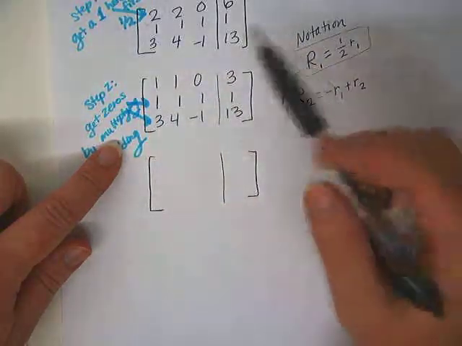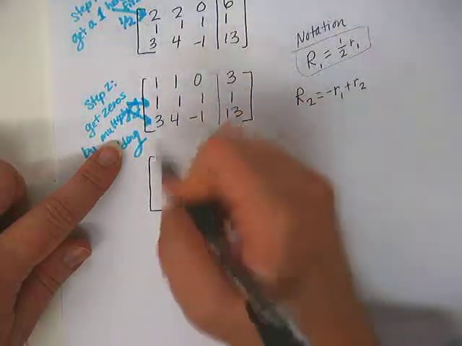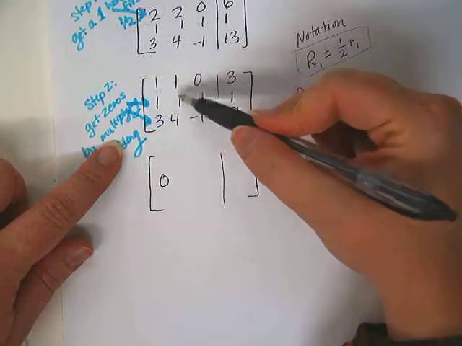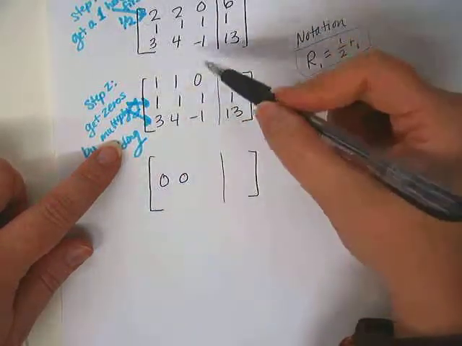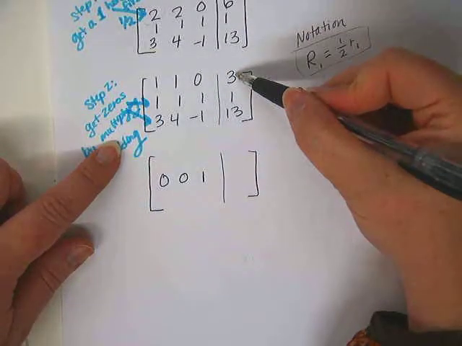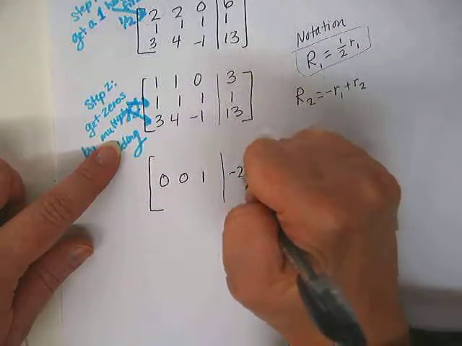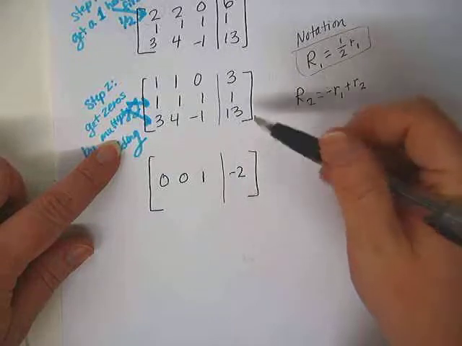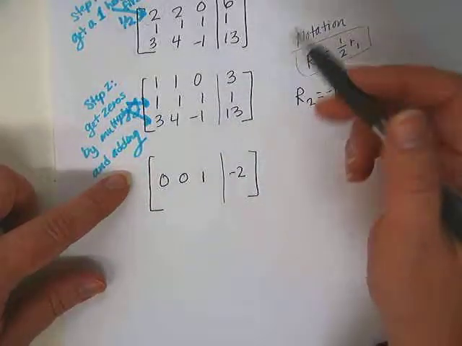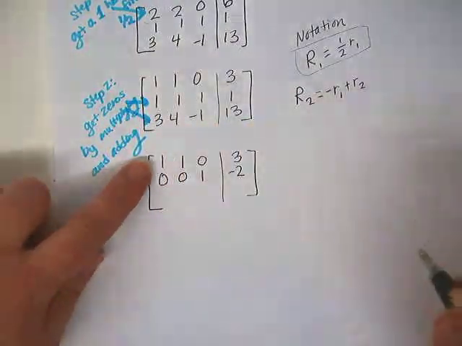Okay, so I'm going to go negative 1 times 1, what is that? See how I'm going to do this in my head, so watch carefully. Negative 1 times 1 is negative 1 plus 1 is 0. Negative 1 times 1 is negative 1 plus 1 is 0. Negative 1 times 0 is 0 plus 1 is 1. Negative 1 times 3 is negative 3 plus 1 is negative 2. It's very important that you keep these last numbers correct, because those are your answers when you get to the end.